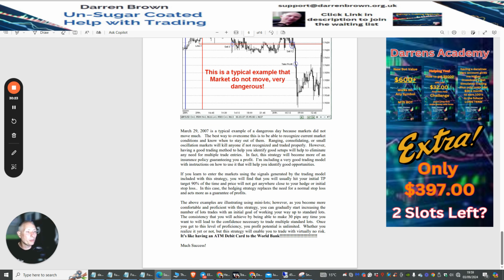The above examples are illustrating using mini lots. However, as you become more comfortable and proficient with this strategy, you can gradually start increasing the number of lots traded, with an additional goal of working your way up to standard lots. The consistency that you will achieve by being able to make 30 pips any time that you want will lead into the confidence necessary to trade multiple standard lots. Once you get to this level of proficiency, your profit potential is unlimited.